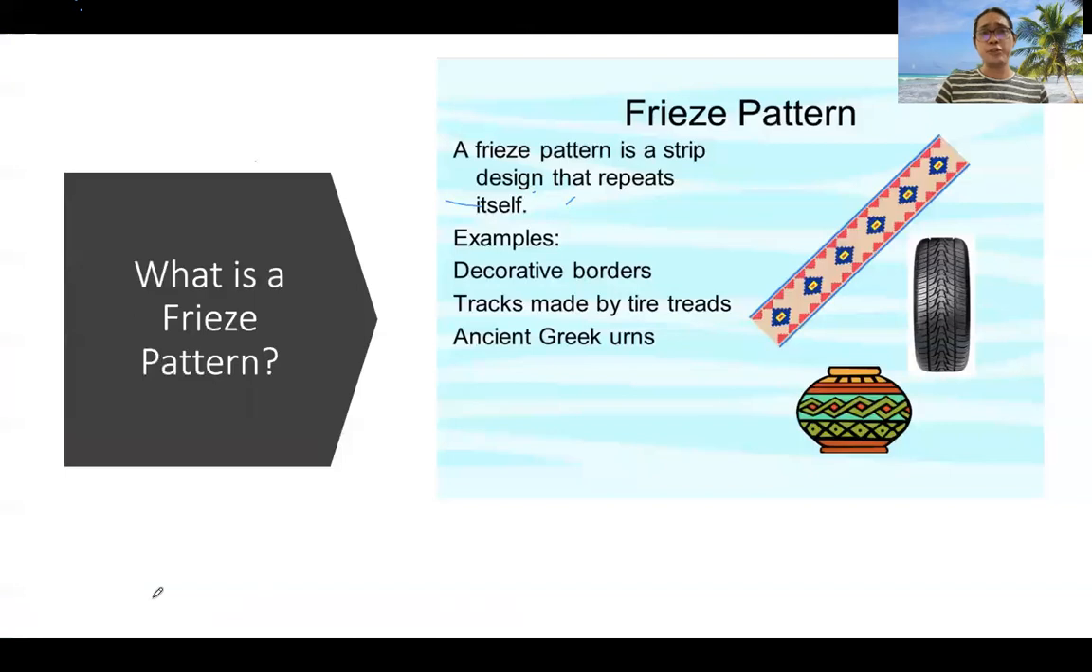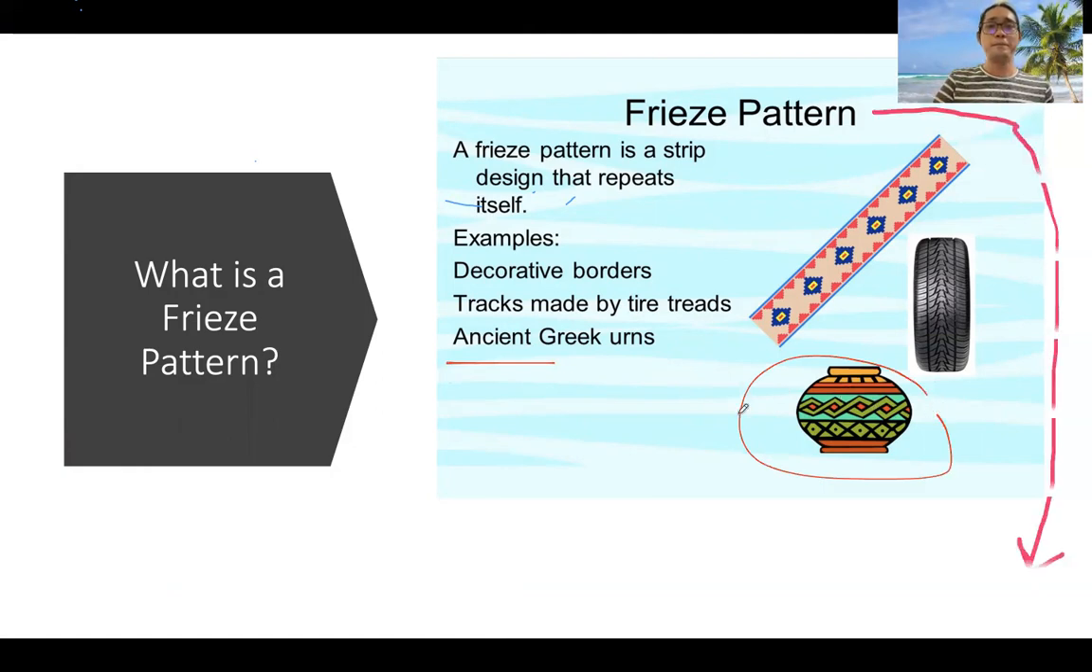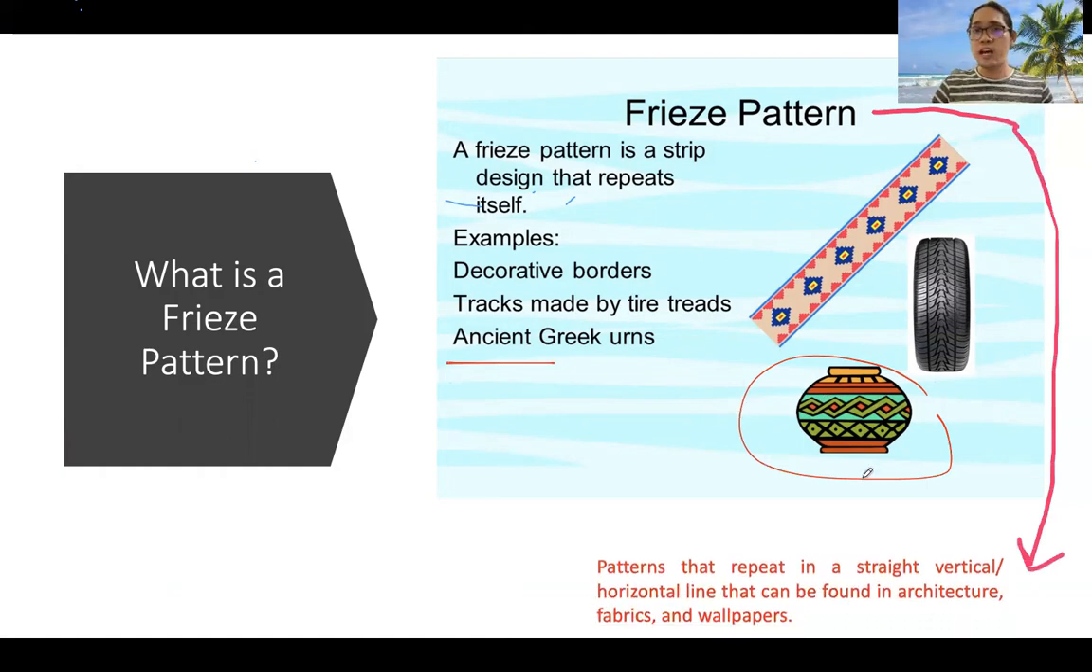A frieze pattern is a strip design that repeats itself, as I mentioned. Examples are decorative borders, tracks made by tie threads, and ancient Greek urns. It can also be described as patterns that repeat in a straight vertical or horizontal line. That can be found in architecture, fabrics, and wallpapers.